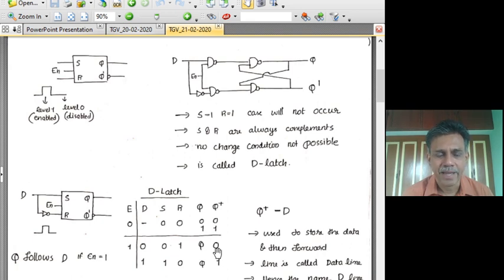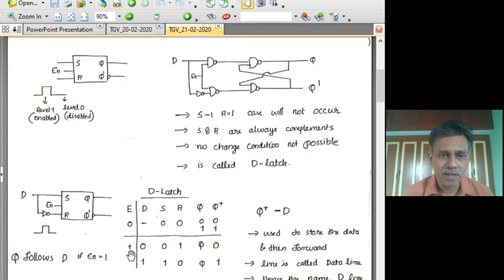Again, this truth table is a compact representation. We are not writing out all possible input cases. Look, now we have got two inputs, E and D. In addition, first we have to compute S and R before computing Q plus. So we are compactly representing it like this.